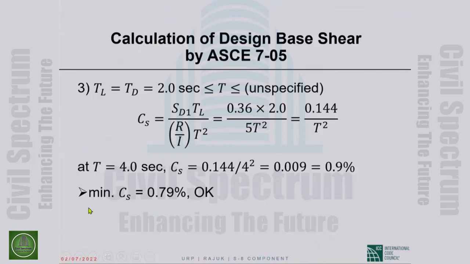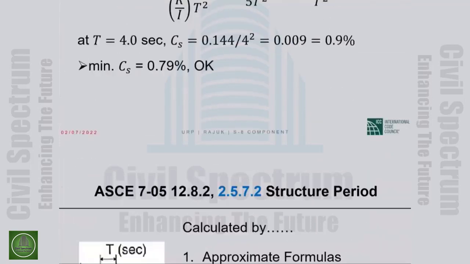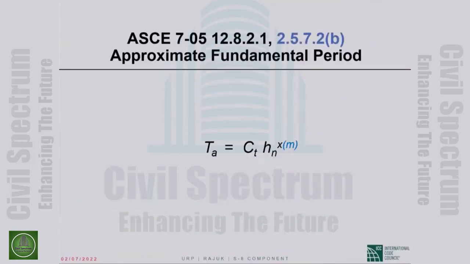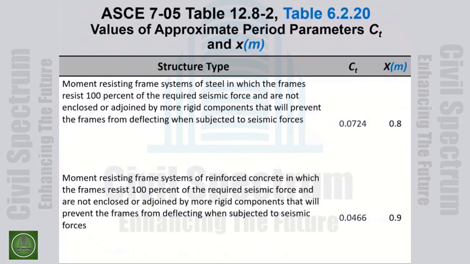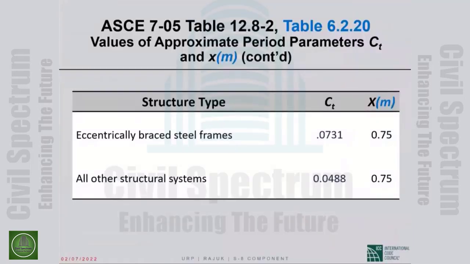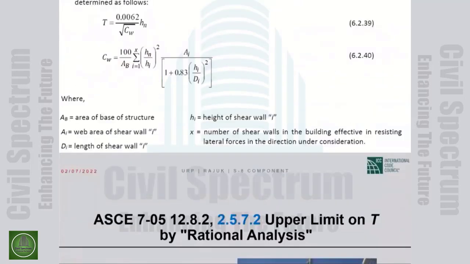Yesterday, there was a line which I deleted that said this 0.9% is slightly different from the 0.83% we had derived by BNBC 2020. Okay. So please note that after the correction, BNBC and ASCE 7 give you identical numbers, as it should.